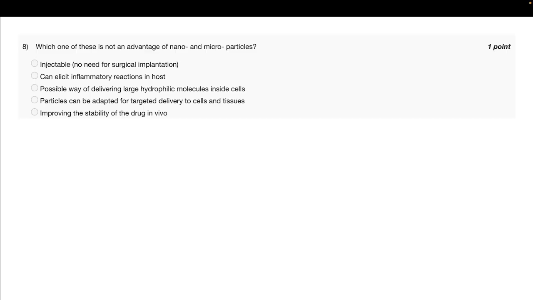No? Okay, let's look at the answer. Whoever is answering in the chat box, you're absolutely correct. The correct answer is it can elicit inflammatory reaction in host. That is one of the disadvantages of having nano and microparticles. So let's look at the options.